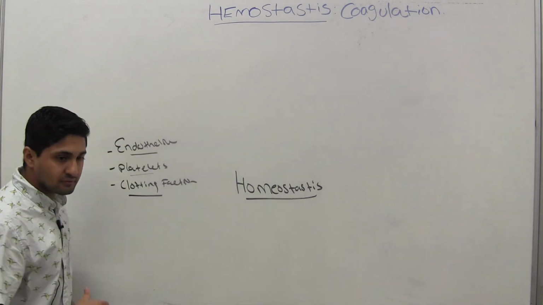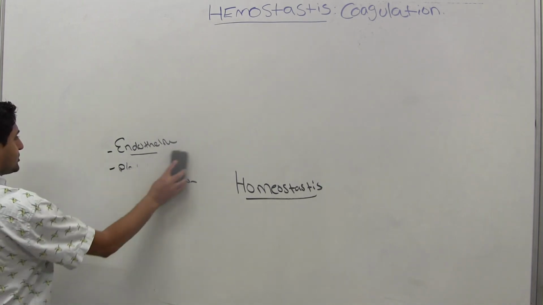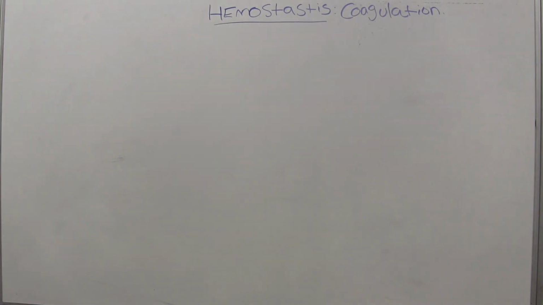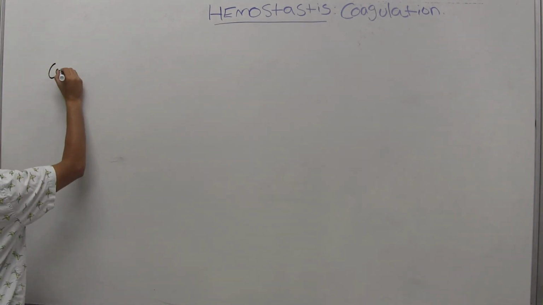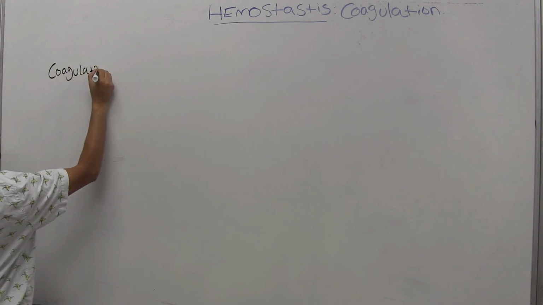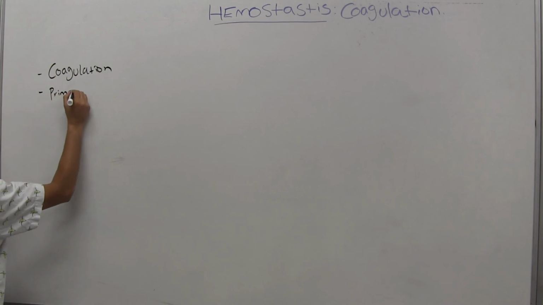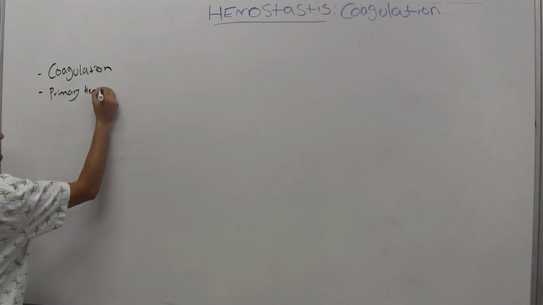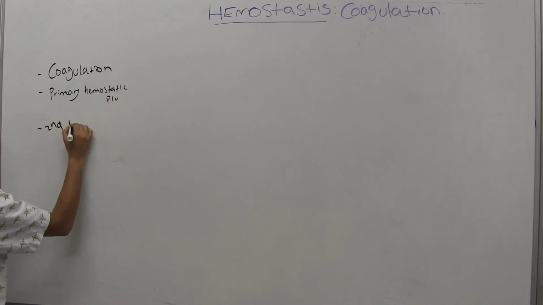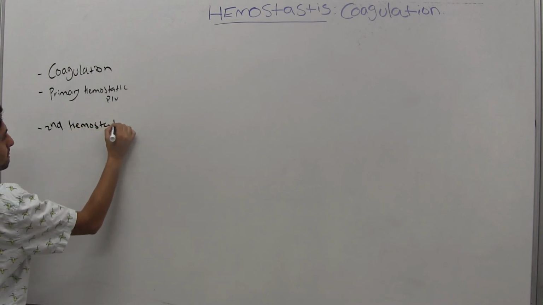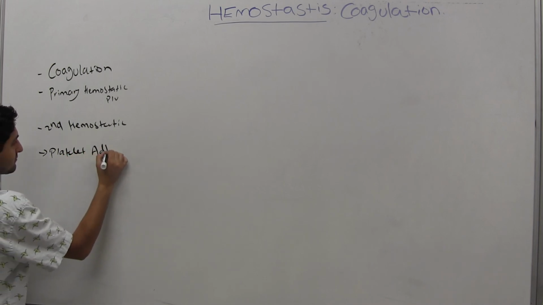Now, there are certain things we have to be very, very clear about, some of the definitions. Let me write down the terms that we have to be very clear about at the end of this class. Coagulation: what does that mean? We have to define what coagulation means, what a primary hemostatic plug means, what a secondary hemostatic plug means, and what platelet adhesion means.